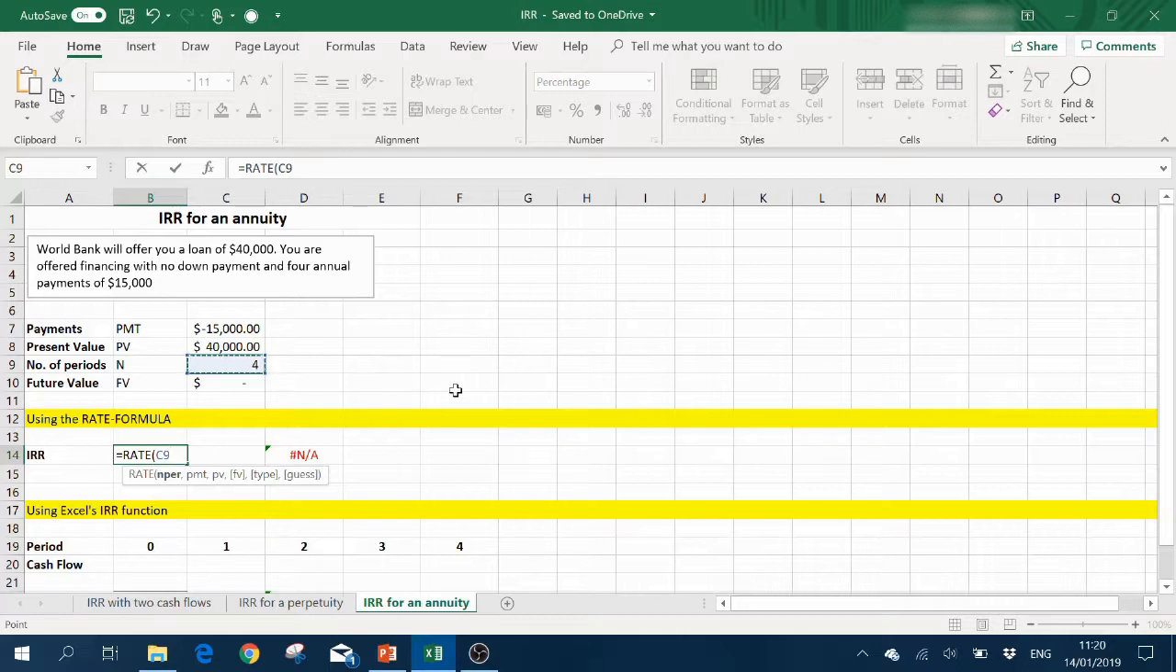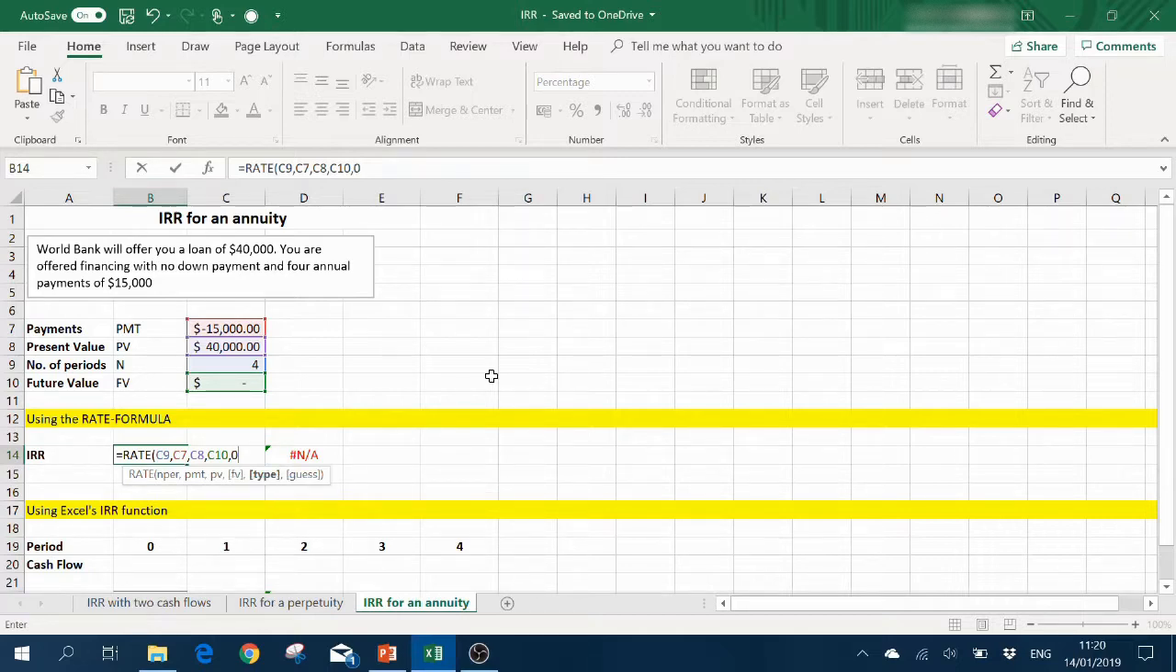So we put in 4, put in comma. PMT is spreadsheet's notation for payments. So you put in minus 15. Present value is the amount of money we get, so that is 40,000. And your future value was 0. So, comma again, type, payments are at the end of the period.